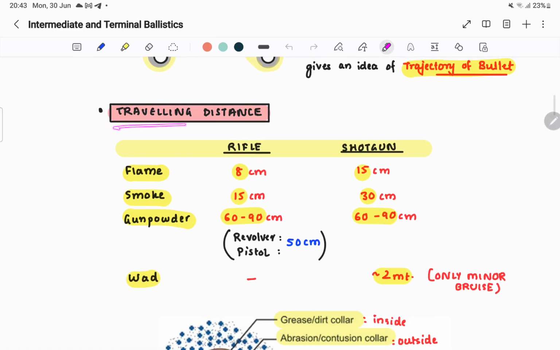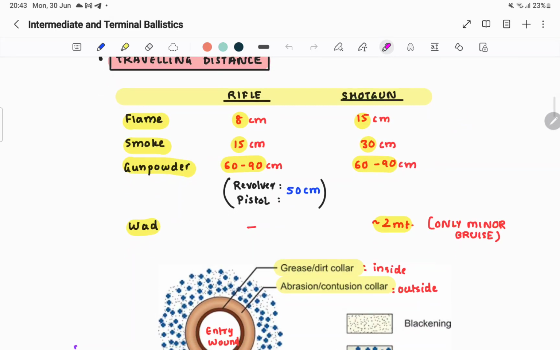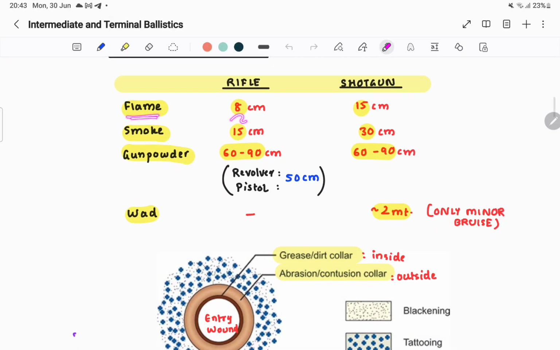Traveling distance. How much distance do these particles travel? Flame only goes 8 cm for a rifle and 15 cm for a shotgun. You can just remember 7.5 for the rifle, so you can multiply by 2 and get 15.